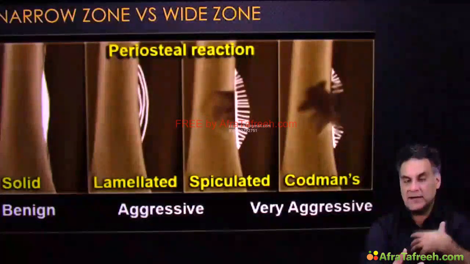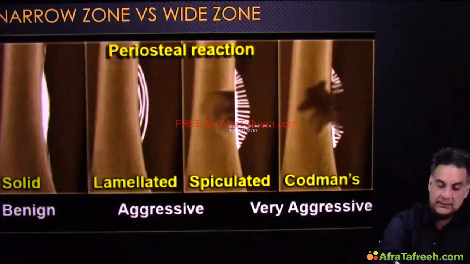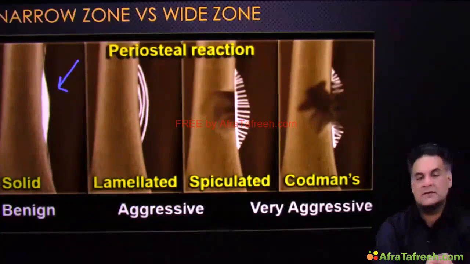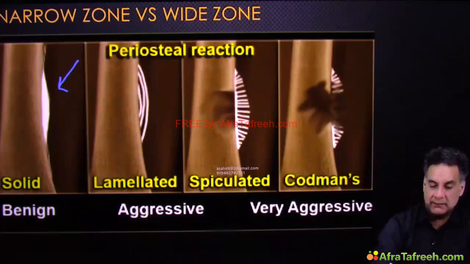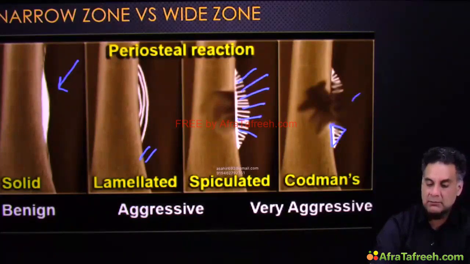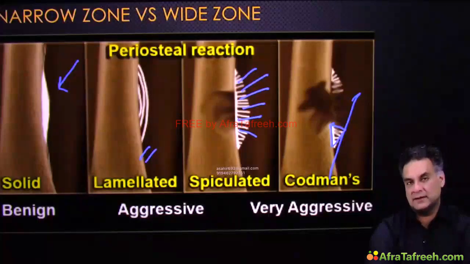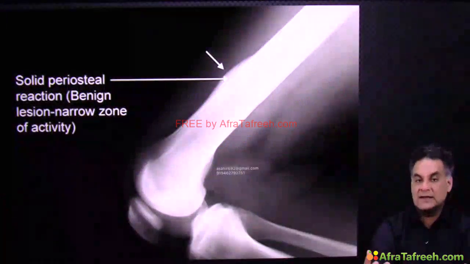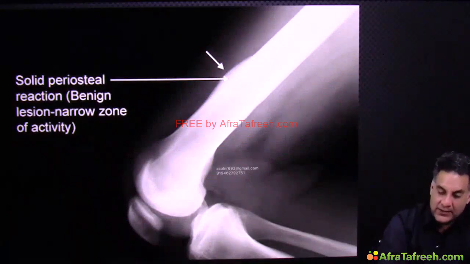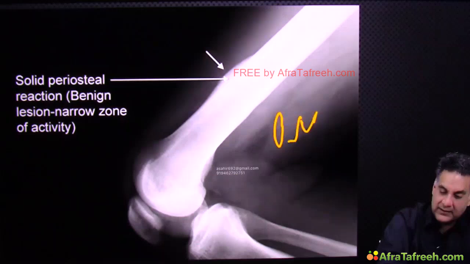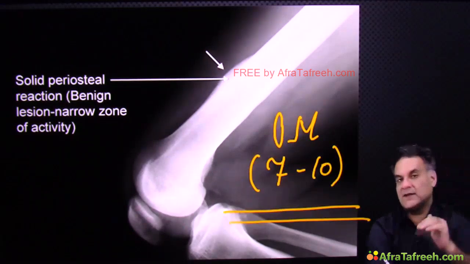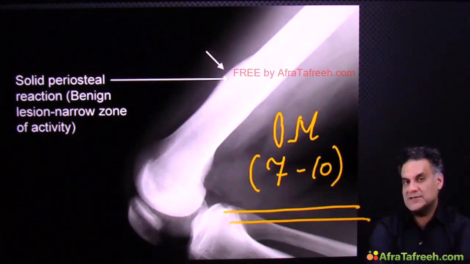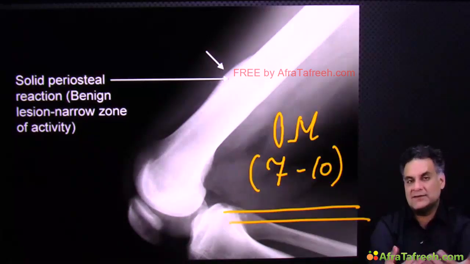This is what I spoke about, narrow zone, wide zone. Single layer, solid periosteal reaction is seen in benign diseases and infections. Multiple layers, lamellated. Multiple rays coming out, sun ray. A triangular piece of bone underneath the periosteum, Codman's triangle. A single periosteum elevation is seen in osteomyelitis, day 7 to day 10. Loss of soft tissue plane occurs after 24 hours, an earlier change, then the periosteal reaction comes in the second week.